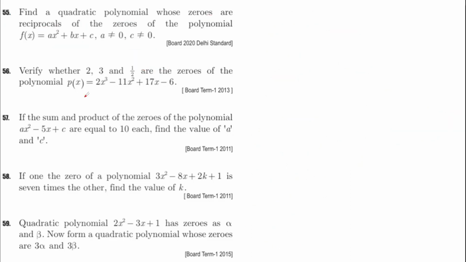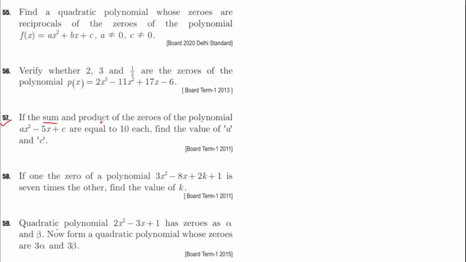Okay. Question number 56 is there. Verify 2, 3 and 1 by 2 are the zeros of this polynomial. Again, this is a cubic polynomial and this is not important for your board exam for now. So let's leave this question. Now question number 57.